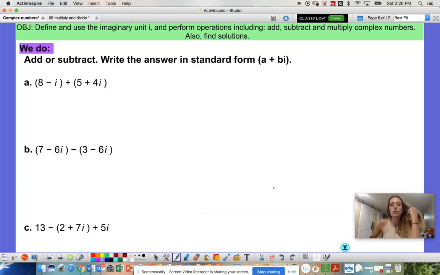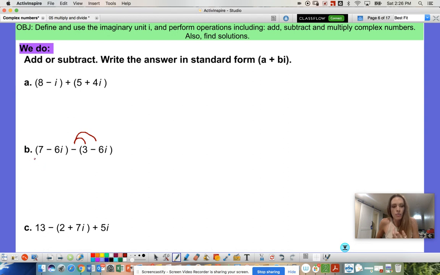Adding and subtracting. So you guys can do this horizontally or vertically. If you do it horizontally, you have to remember to distribute a negative, just like with any other parentheses. When you're doing it vertically, you don't have to remember that as much. So I'm going to show you vertically on the second one here, and then we'll do horizontally.